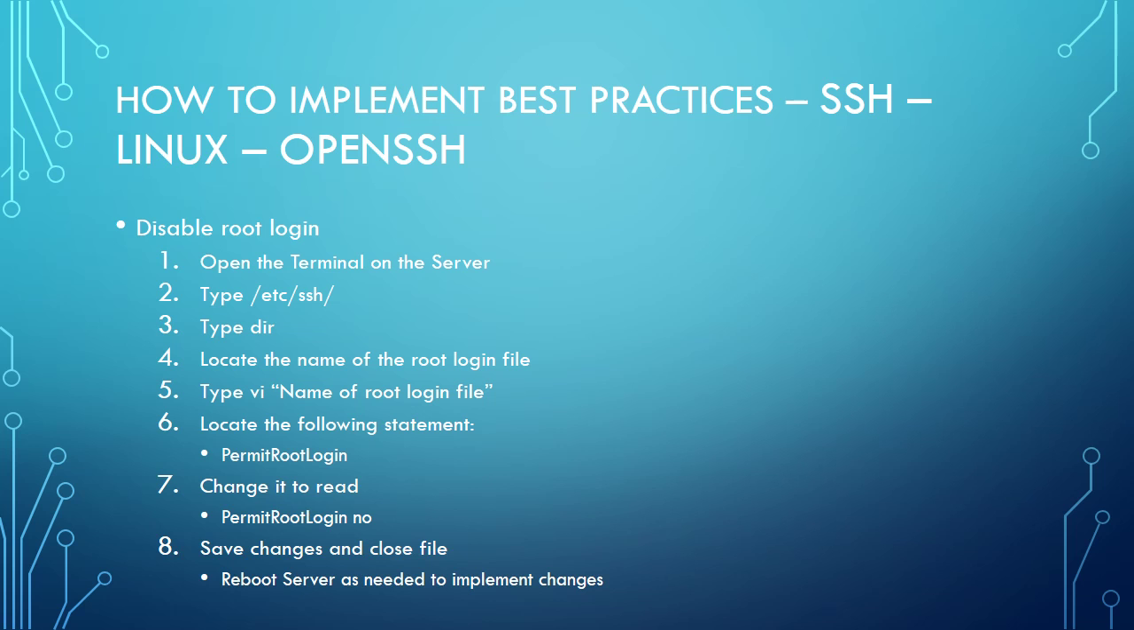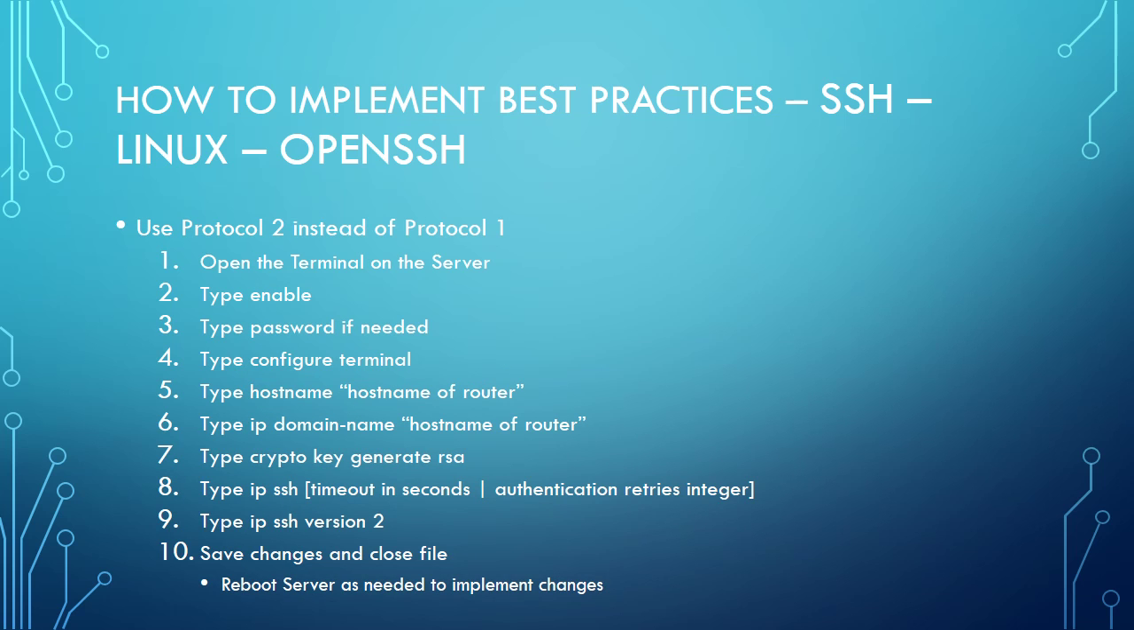And then once you've opened the root login file, you want to locate where it says permit root login, and you're going to change this to say permit root login no. Save the changes and close the file, and then reboot the server to implement the new settings.